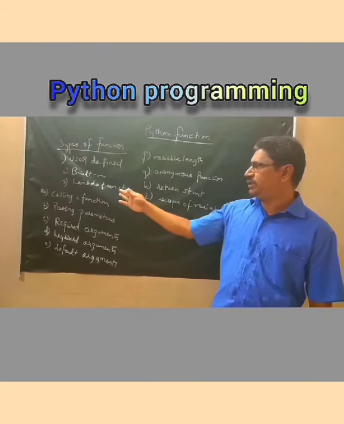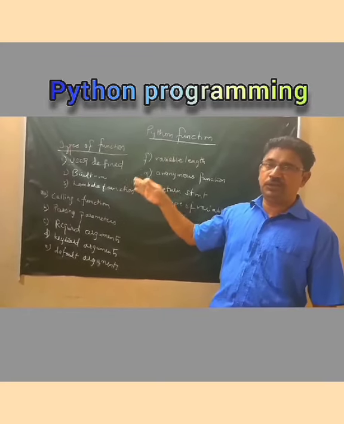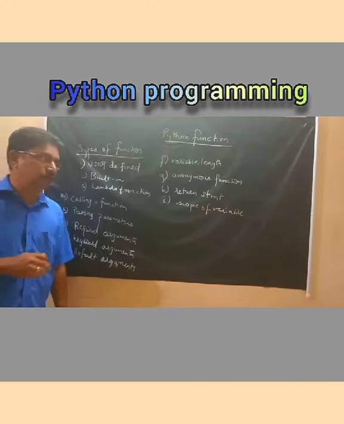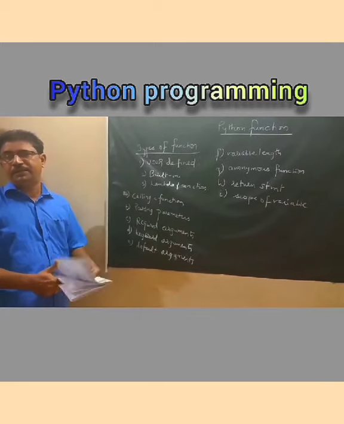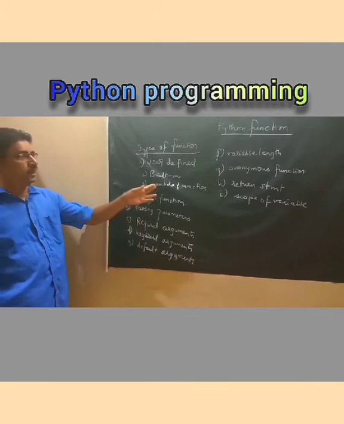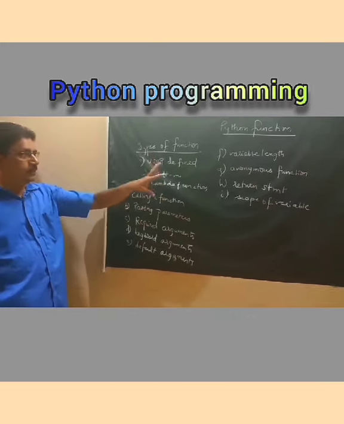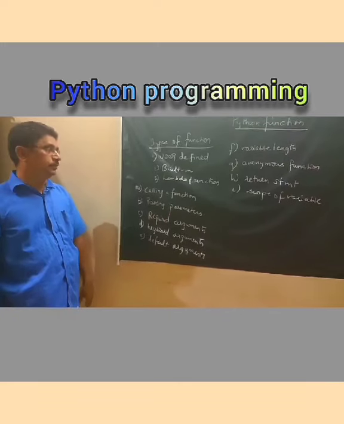And lambda function is one peculiar type of function. This function is not used in other languages. Lambda function is called an anonymous function. Anonymous means it will not have a name, but it will act as a function. You can understand better with an example. So there are three types: user defined, built-in function, and lambda function.